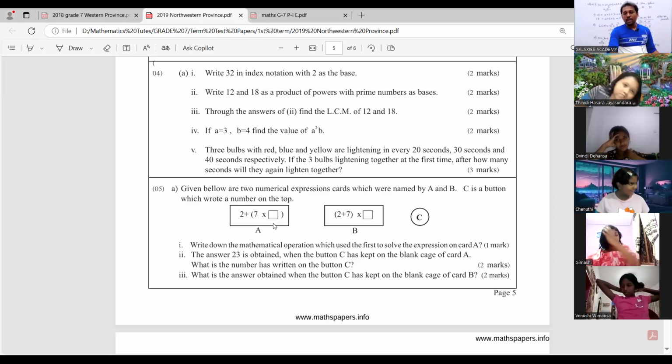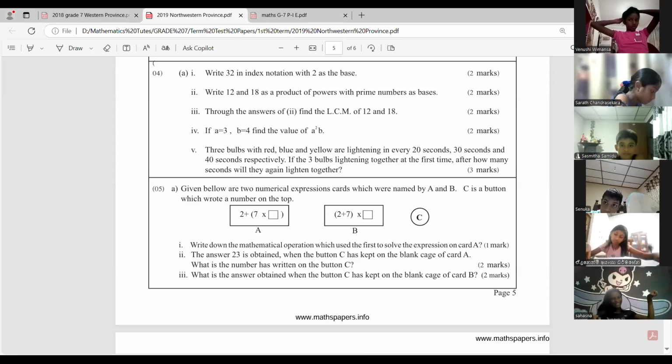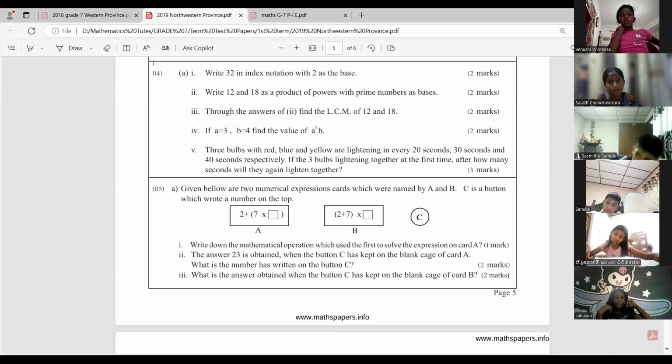Which rule do you have to follow? The BODMAS rule. According to the BODMAS rule, which operation do you see first? Bracket. So the first part answer should be bracket. Put Roman numeral 1 and write the answer: bracket.